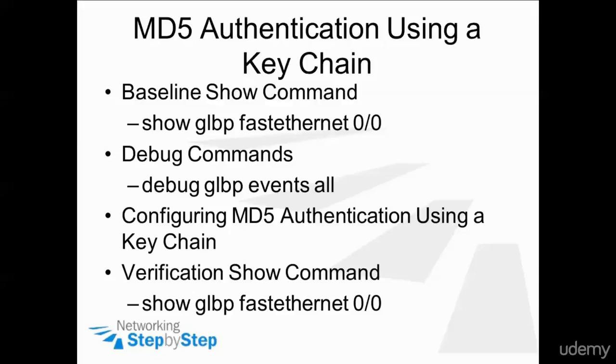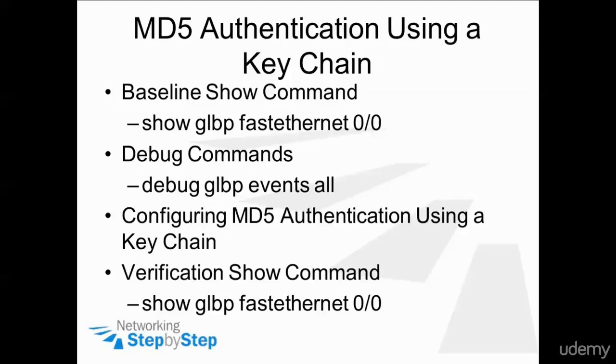In this video cheat sheet, I will be setting authentication for GLBP on interface FastEthernet 0/0. Previously, I configured GLBP on interface FastEthernet 0/0 with no authentication. I will use MD5 authentication using a keychain for this scenario.